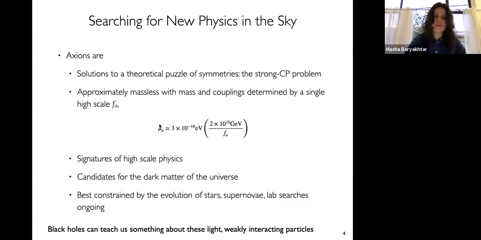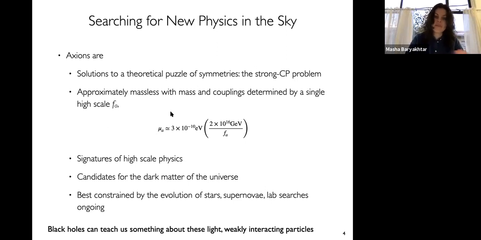So how should you think about the QCD axion or axions in general? I won't go into all the theory motivation here because we don't have so much time, but you can think of them as solutions to theoretical puzzles of symmetries that we still have in particle physics. We have the standard model, which describes most of the interactions that we understand, but there are a few parameters that are still puzzling for us. One of those is called the strong CP problem. And the axion was introduced to resolve this problem in a very elegant way.